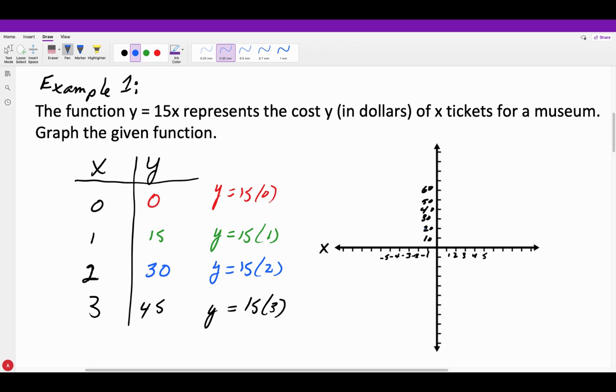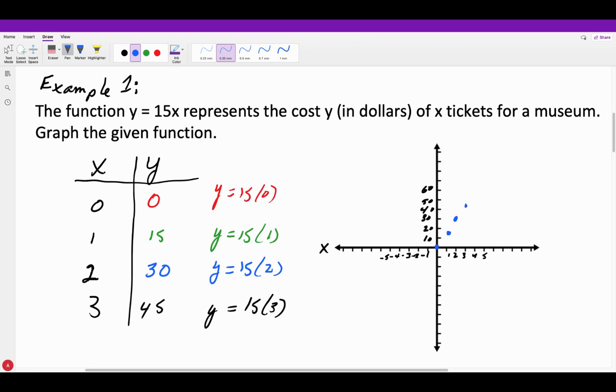So I'm going to plot the first one at 0, 0. So here's my first one at my origin, 0, 0. Then at 1, I was 15. So here I'm at 1, and 15 is approximately midway. So there's my 15. At 2, I'm at 30. So here I'm at 2 and 30. And then at my third one, I'm at 45.